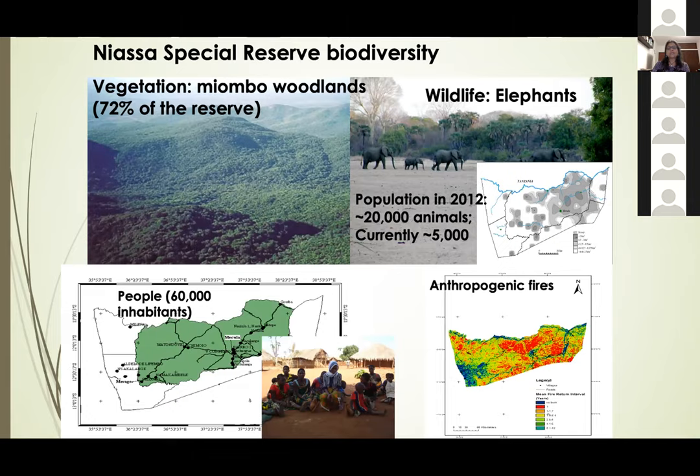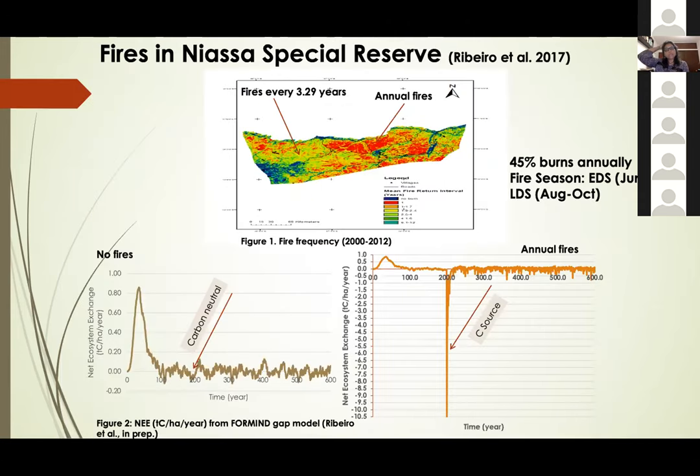So with this inspiration in mind, I started my research back in 2004, where I established permanent sample plots, and I've been monitoring vegetation according to the fire regimes. So I'm presenting some of my results here. The top map is the fire frequency map from MODIS, from 2000 to 2012, showing that most of the reserve burns with the normal regime of every 3 years, but there is also a large proportion, 45% of the reserve, burning annually. So the regime is already changing in the reserve.